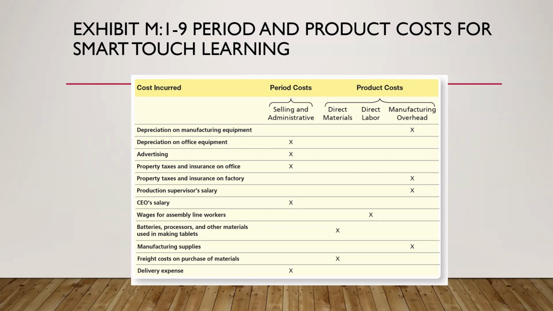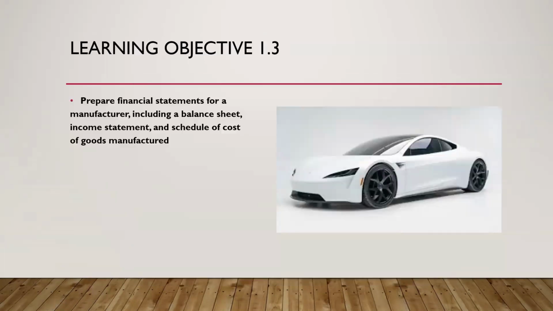Okay, and that's the end of 1.2. We're going into 1.3, which involves preparing financial statements for a manufacturer, including a balance sheet, income statement, and schedule of cost of goods manufactured.